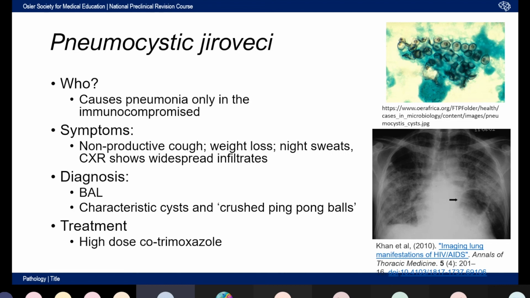It's diagnosed by a bronchoalveolar lavage, and then it has characteristic cysts, so you can see a cyst on this chest x-ray here. And also when it's stained with silver stain, it has a crushed ping pong ball look, so the cells look like helmets or crushed ping pong balls. If you can persuade yourself, you can see that in the image at the top. And it's treated with high-dose cotrimoxazole.